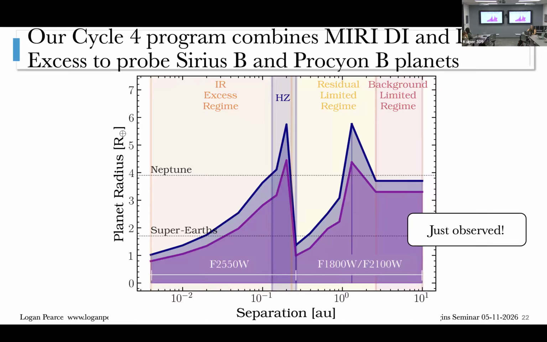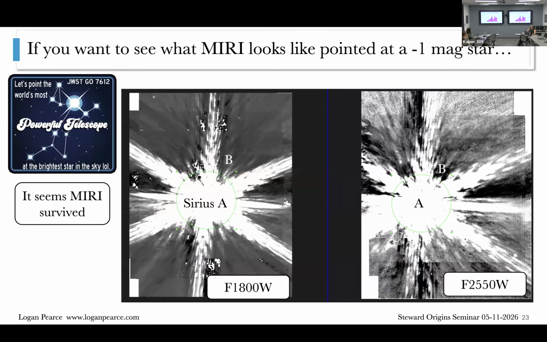But in case you want to see what it looks like if you point the world's most powerful telescope at the brightest star in the sky, it looks like this. This is my data. This is Sirius A completely blowing everything out. And Sirius B is right here, if you can kind of see it. It is right there, and it's right here. I need to look at this data and get results, so stand by for that. But it does seem that MIRI survived being blasted by the brightest star in the sky.